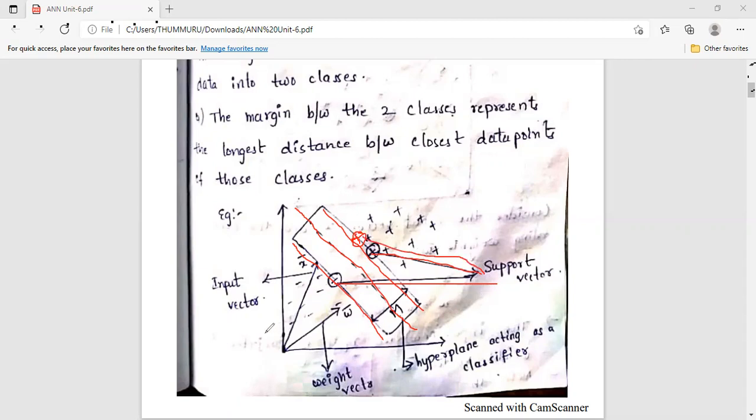Then if you observe this diagram, it has some input vector x bar. This is the input vector line x bar, and this is the weight vector line w bar. Input vector, weight vector, and this is the hyperplane. The distance between these margin lines is represented by m.